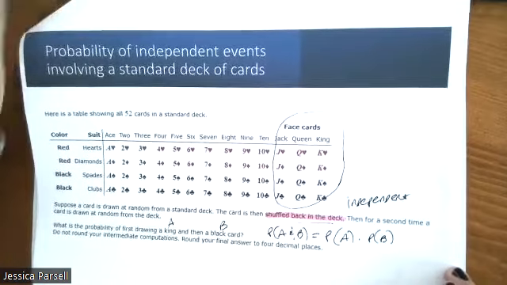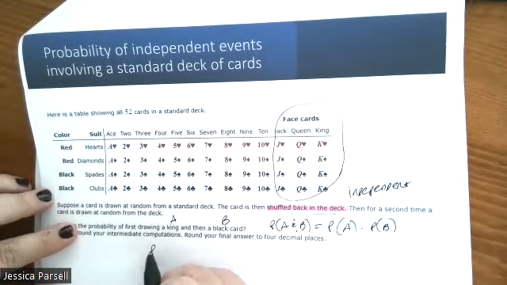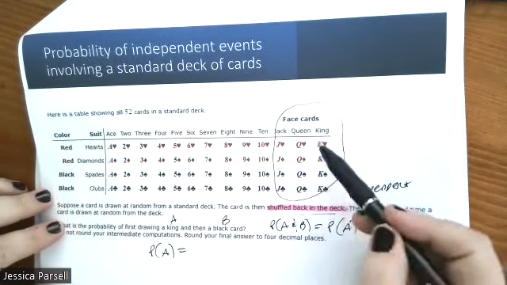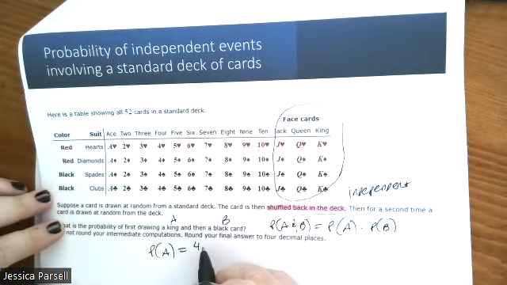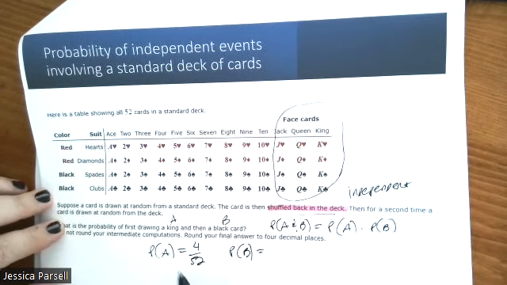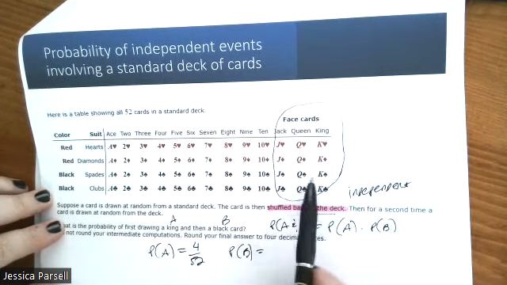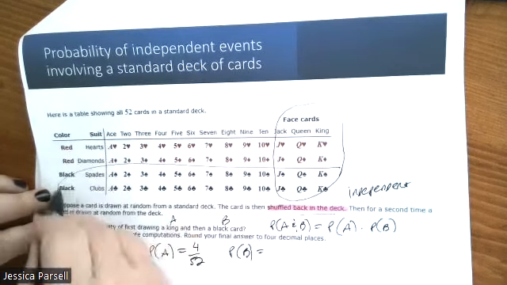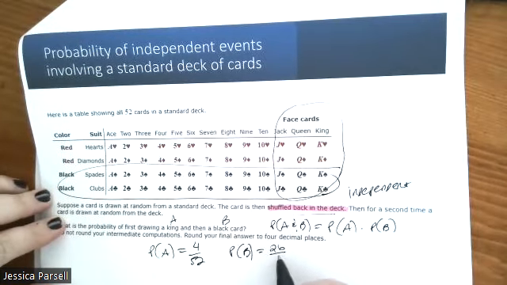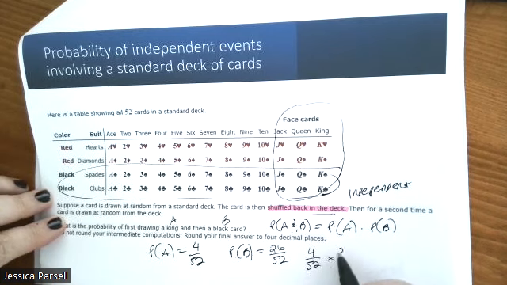Okay, so the probability of event A is drawing a king. Well, we know drawing a king, there's 4 out of 52. The probability of event B, once you put your king back in, is that you're going to draw a black card. Well, there's 26 out of 52. So half of these are black cards. So 26 out of 52. Okay, so we can multiply these together. We're allowed to.